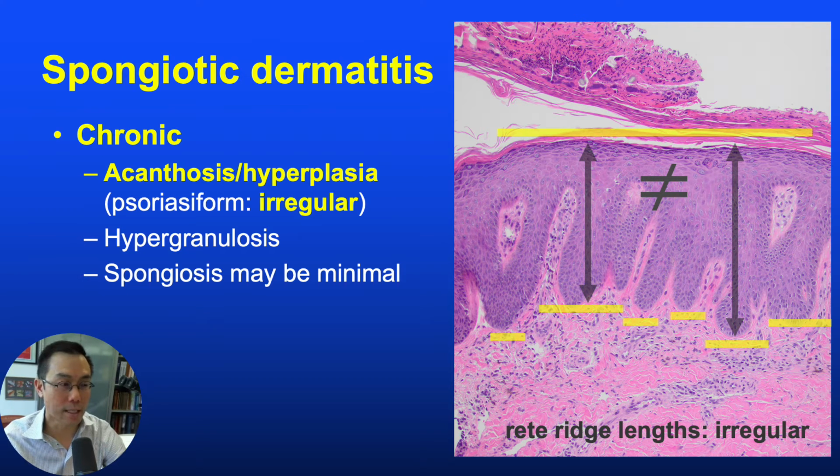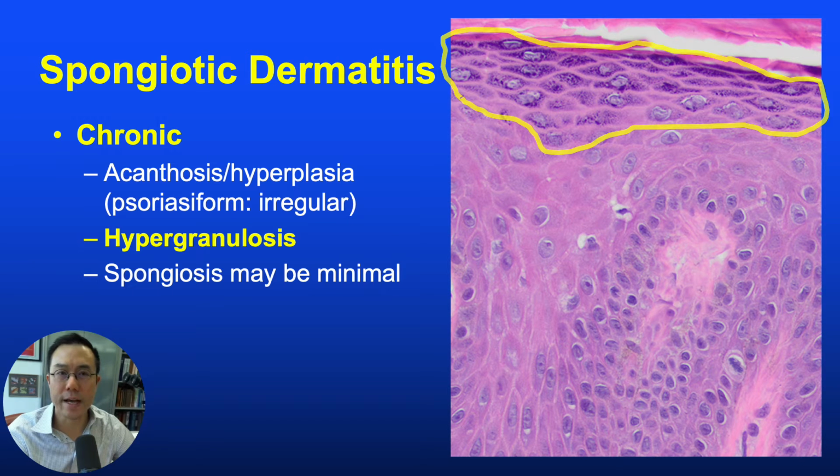So with psoriasis, the elongation of the rete ridges tends to be fairly equal in length, and with chronic spongiotic dermatitis, the rete ridge length tends to vary, or they tend to be uneven or irregular. So the phrase irregular acanthosis or irregular hyperplasia, with or without the modifier psoriasiform, is typically used to describe the appearance of chronic spongiotic dermatitis.